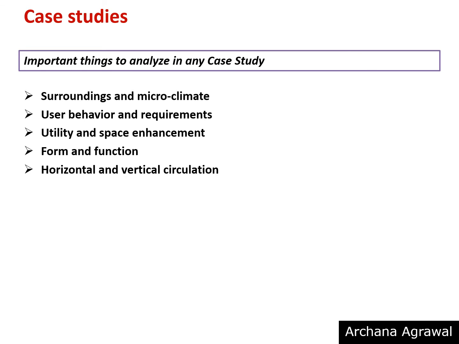Horizontal circulation consists of elements such as corridors and lobbies. Vertical circulation includes elevators, staircases, ramps, etc. The efficiency of the placement of these services should be analyzed.